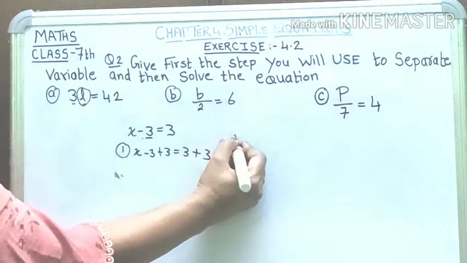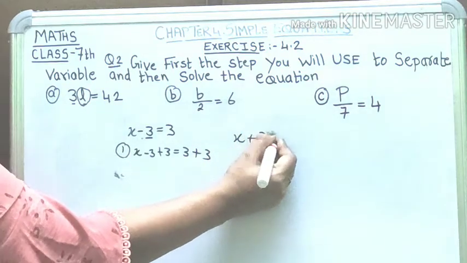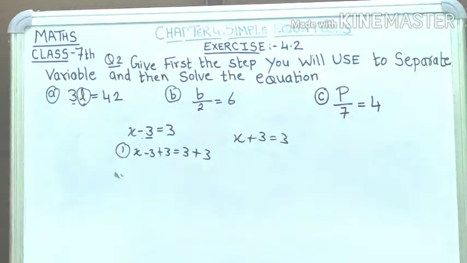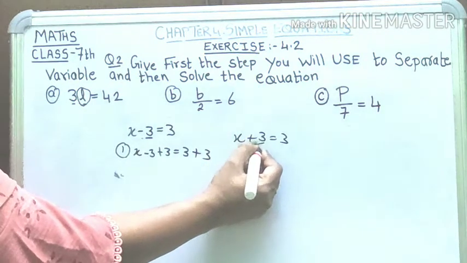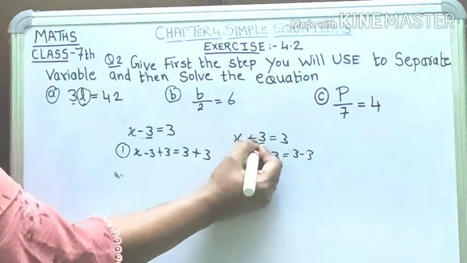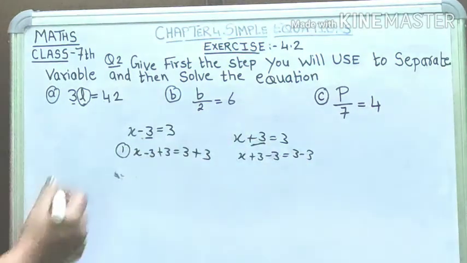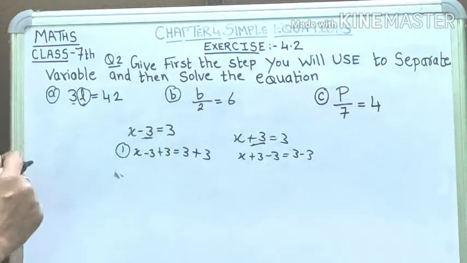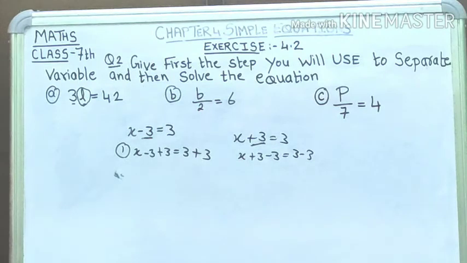And second, when x plus 3 equal to 3 is given, in this condition how to remove the variable? इसमें से variable कैसे remove करेंगे? So in this plus 3 is given. So यहाँ पे plus 3 दिया है तो हम minus 3 करेंगे दोनों साइड. यहाँ minus 3 दिया है तो हम plus 3 करेंगे दोनों साइड. क्यों करेंगे? To remove the variable. Variable को अलग करने के लिए हमें ये करना पड़ेगा.